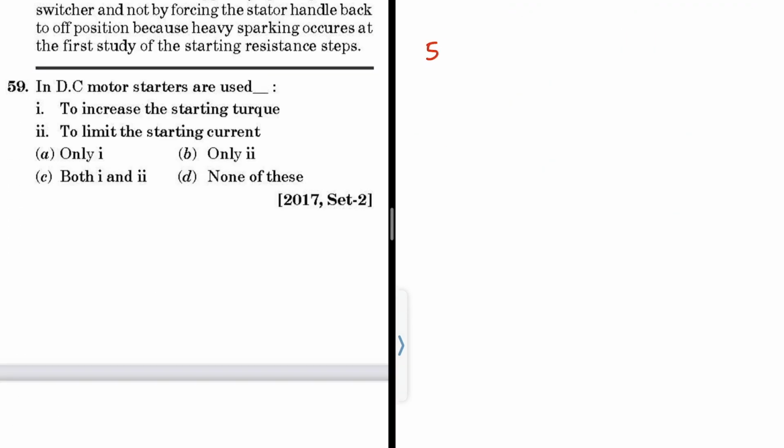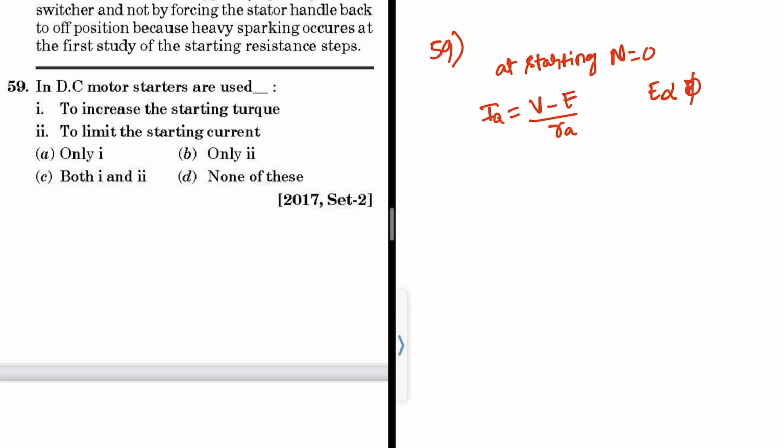Coming to question number 59. In a DC motor, starters are used to. Generally, at starting, speed is equal to zero, right? So we can write the armature current IA equal to (V minus E) by RA, right? We know E is proportional to phi into omega. As omega equals 0, E is 0. So this is V by RA.